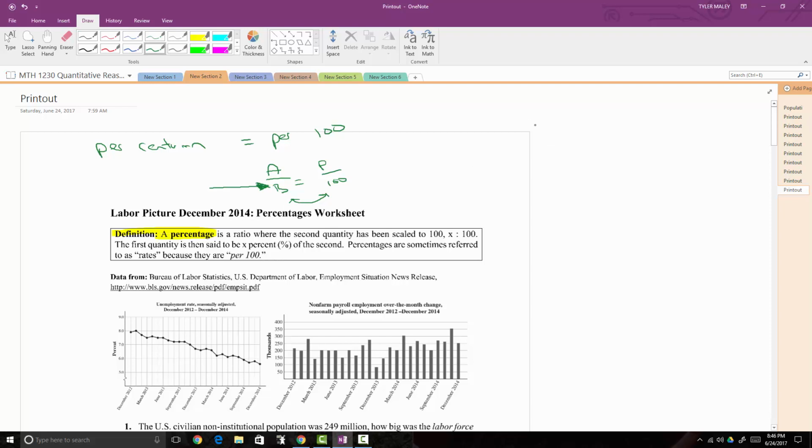But one thing that I do want to emphasize is the difference between a percent and percentage points. Let me make that a little better.